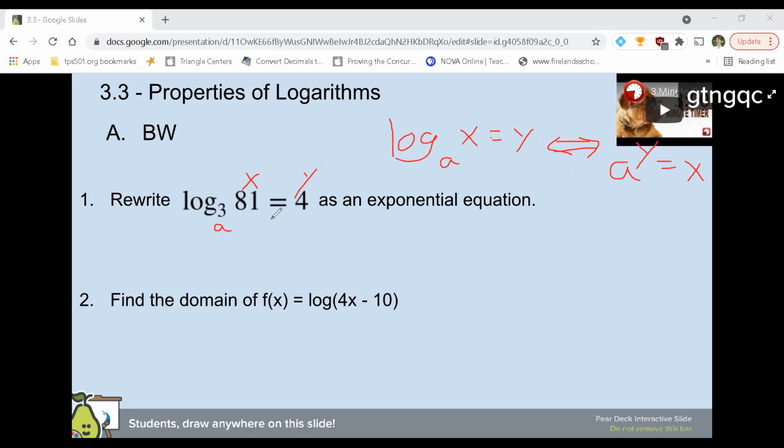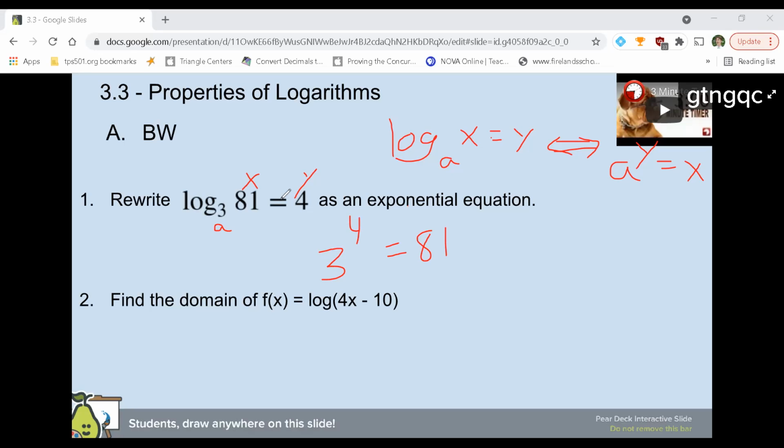So if we rewrite this in this form, our a value is 3, our y value is 4, and our x value is 81, which should make sense because 3 to the 4th is 81, right? One of the nice things about this is after you write it, you're pretty sure if you did it correctly or not, because it should be a valid equation. If you write 81 to the 3 equals 4, you know you messed up.